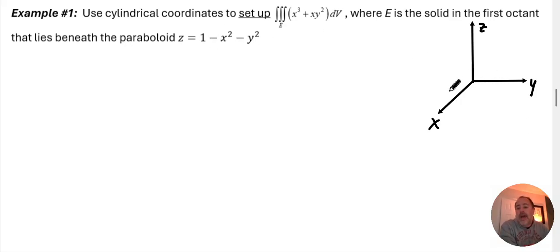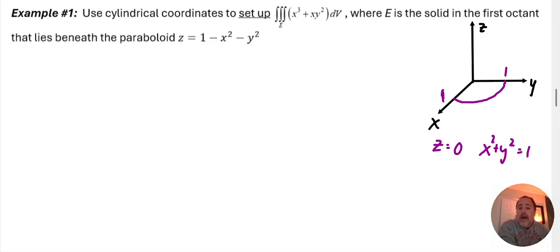If I look at the xy plane, that means that z is going to be equal to 0. So if we make z equal to 0, and then I move the x squared and the y squared over, I get the equation x squared plus y squared is equal to 1. So this is a circle in the xy plane that has a radius of 1. I'm going to go ahead and draw a little circle of radius 1, and that's what's going on right there.